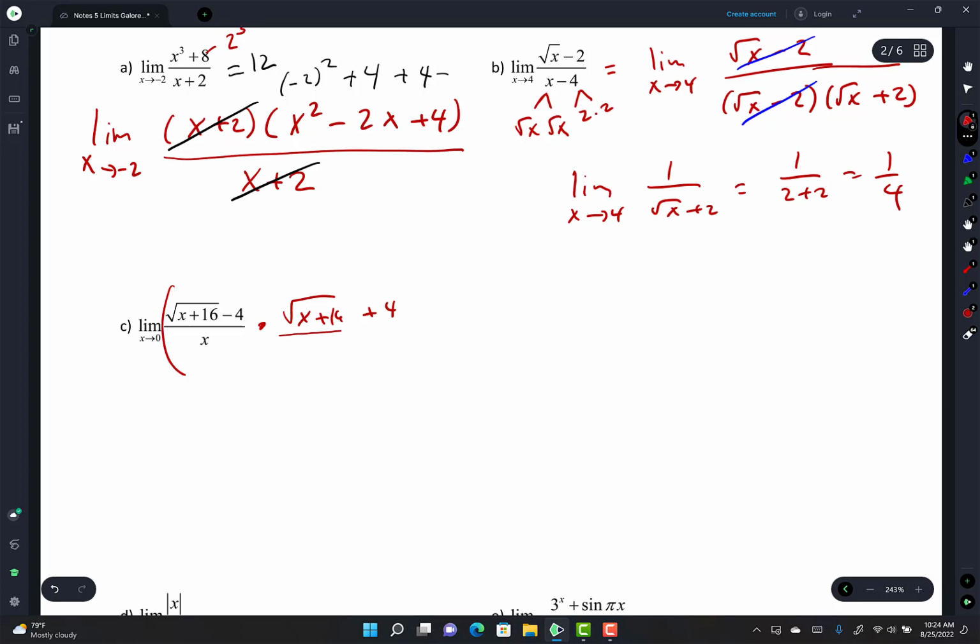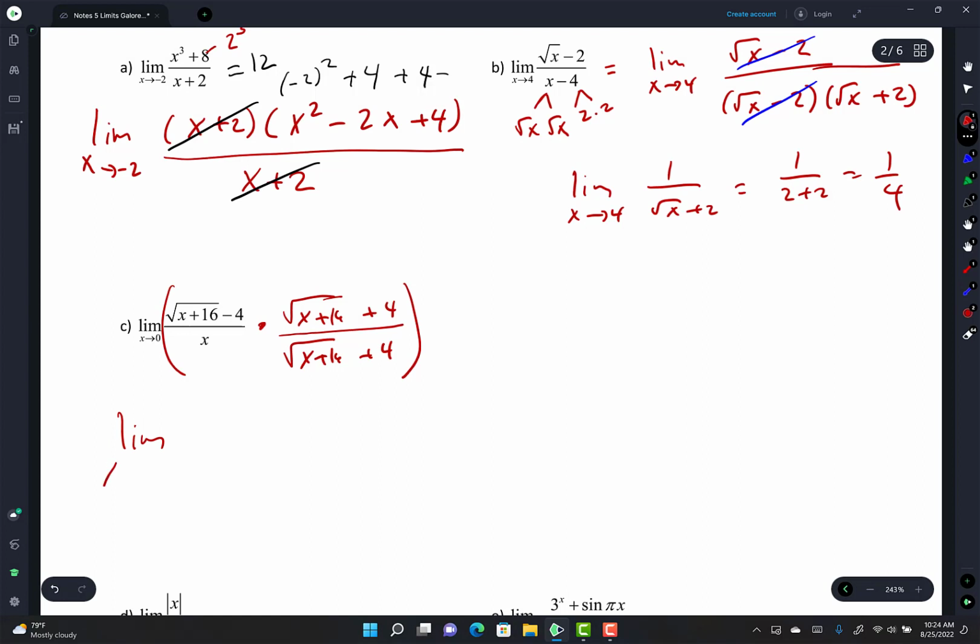Now remember, I need to make sure that I multiply by 1, because I don't want to change the value. So I put square root of x plus 16 plus 4 on the bottom as well. Now I'm multiplying by 1, and anytime you multiply by 1 it is itself. Have you changed the value of it? No. Does that make sense to you guys? Okay, so here we go.